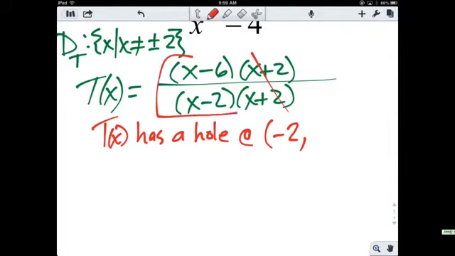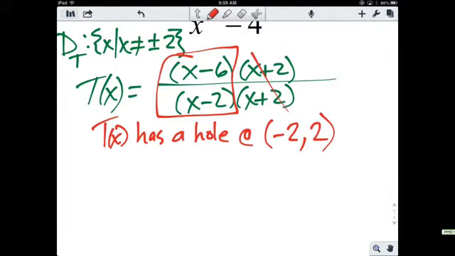Plug a negative 2 into what's left over, the simplified version, which I boxed for convenience. Let's do this together. Negative 2 minus 6, negative 8. Negative 2 minus 2, negative 4. Negative 8 over negative 4, positive 2. Yep. In fact, the function t of x looks exactly like the graph of x minus 6 over x minus 2, except the graph of t of x has a hole at negative 2, 2. Other than that, they're exactly the same.